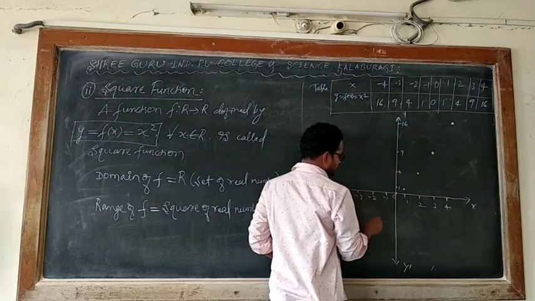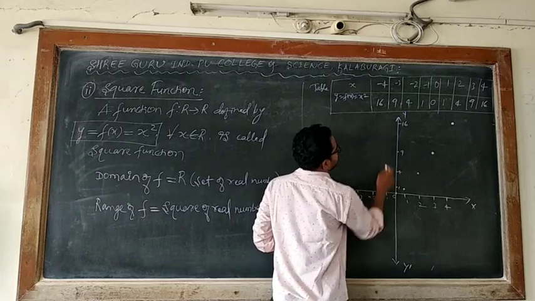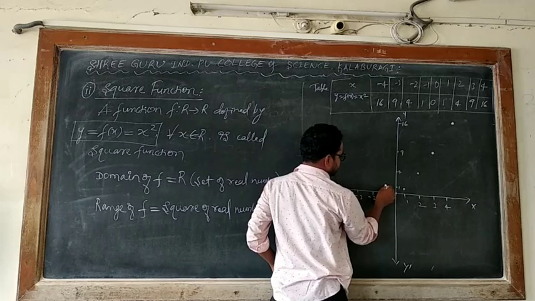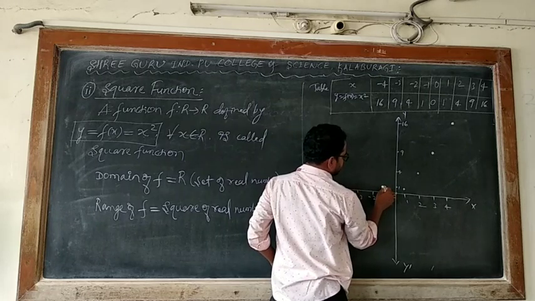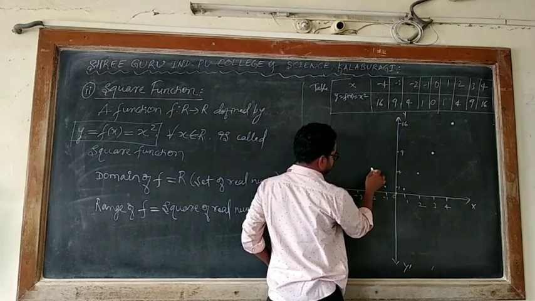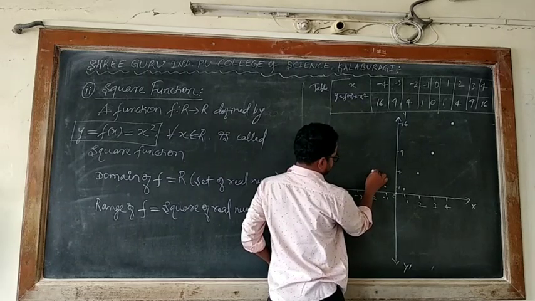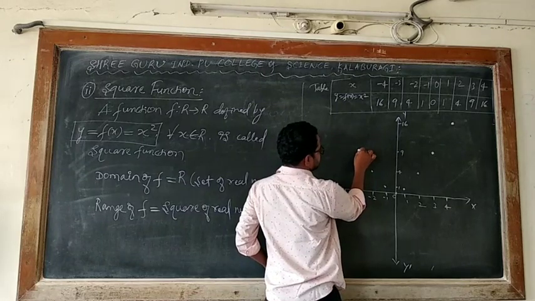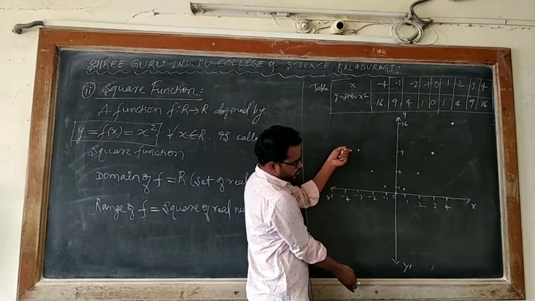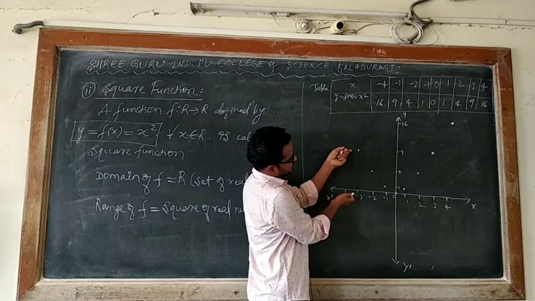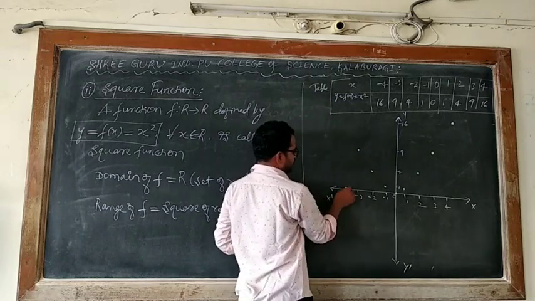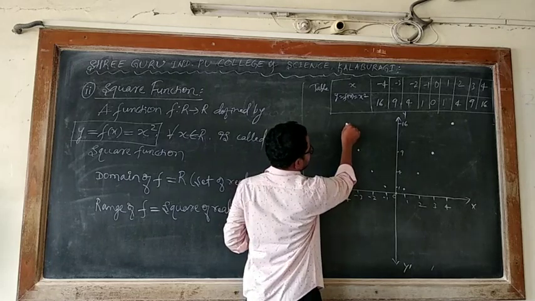Now, x is minus 1. Minus 1 square is plus 1 only, so here it is the same again. Minus 2, again 4. Minus 3 corresponds to plus 3, because minus 3 square is plus 9. I am not taking below, because when you take a minus number, the square becomes positive. Minus 4 square is 16 again.